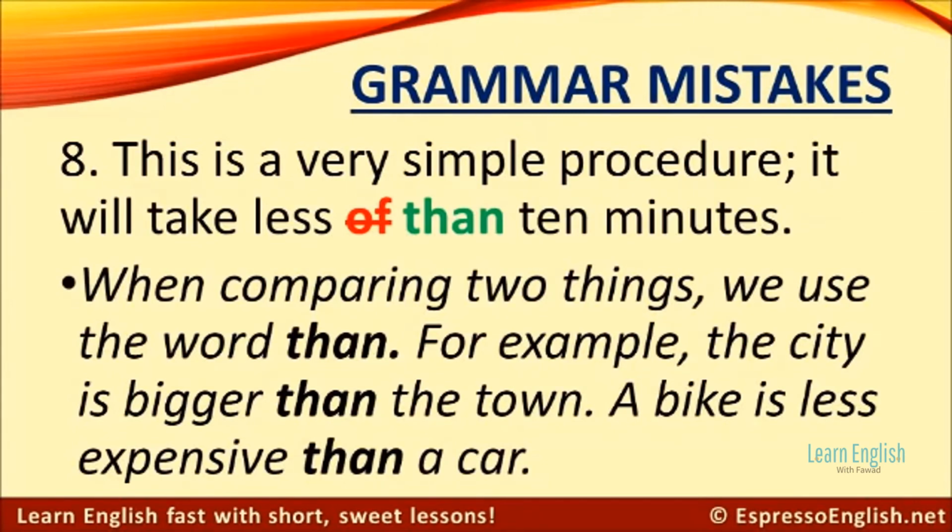When comparing two things, we use the word than. For example, the city is bigger than the town. A bike is less expensive than a car. This procedure will take less than 10 minutes.